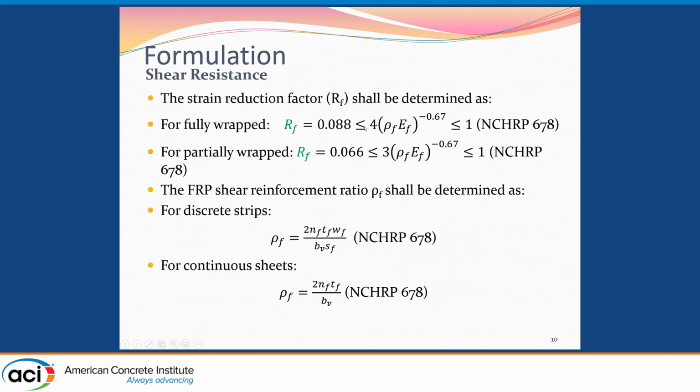The rho f calculation comes for the discrete strips as 2 times the number of plies times the thickness of the plies times the width of the ply, divided by the diameter in case of the circular section times the spacing of the FRP. For the continuous sheet, the width and the spacing are the same, so they cancel out, and we end up with 2 times the number of plies of FRP times the thickness of the FRP divided by the diameter of the section.